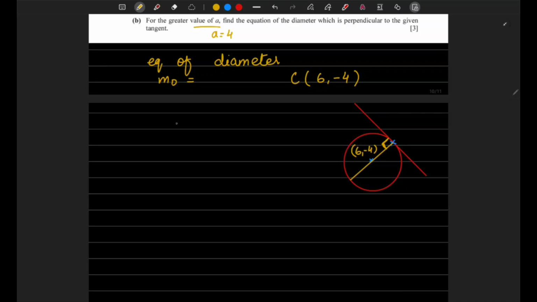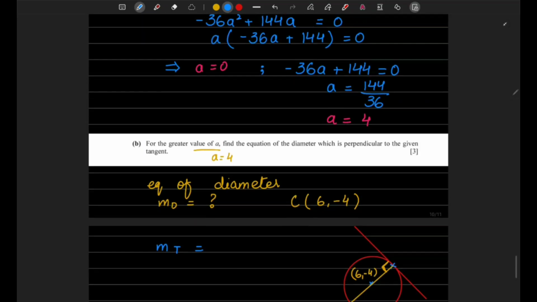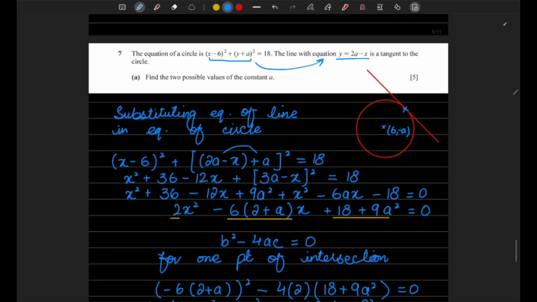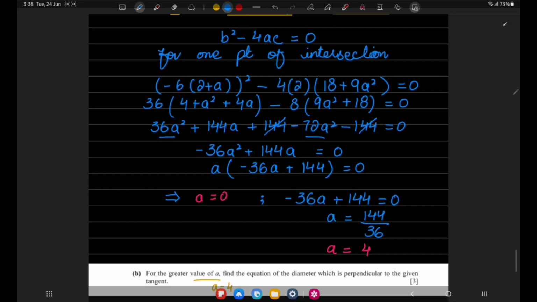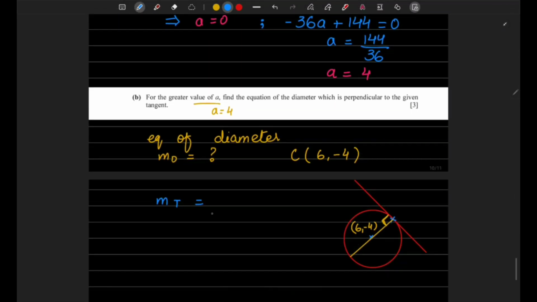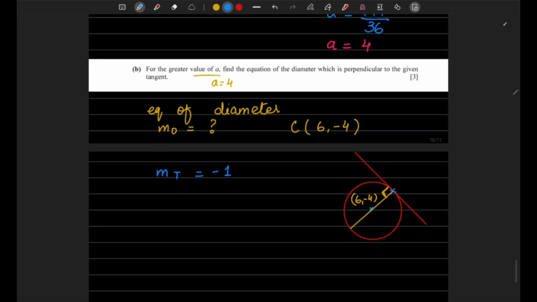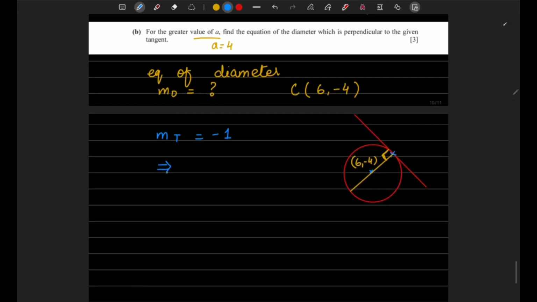And what will be the slope of the diameter? For this we need the slope of the tangent. You know the equation of the tangent line, y equals 2a minus x. Written in the form y equals minus x plus 2a, we get m of tangent is minus 1. This implies the slope of the diameter would be the negative reciprocal, so that means 1.